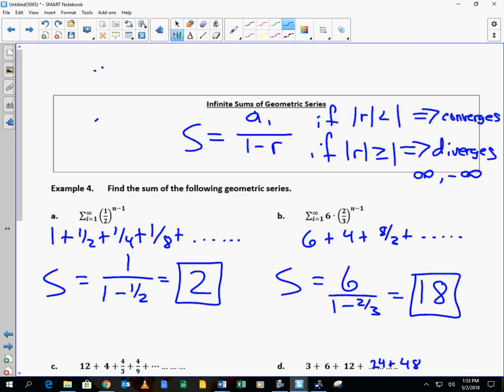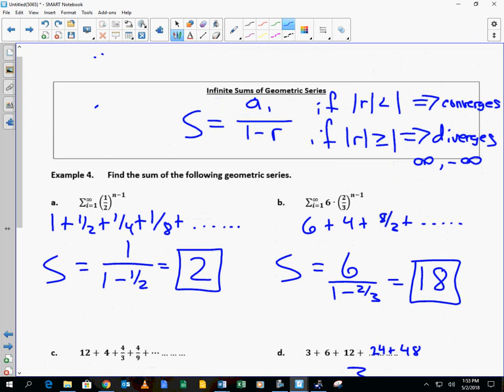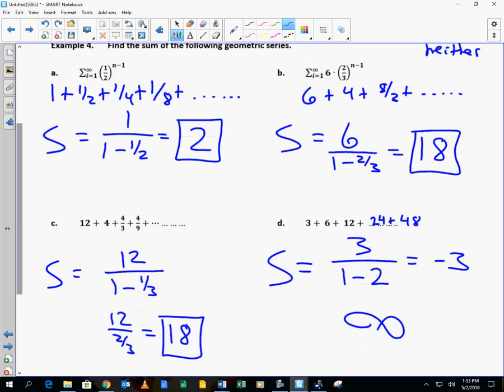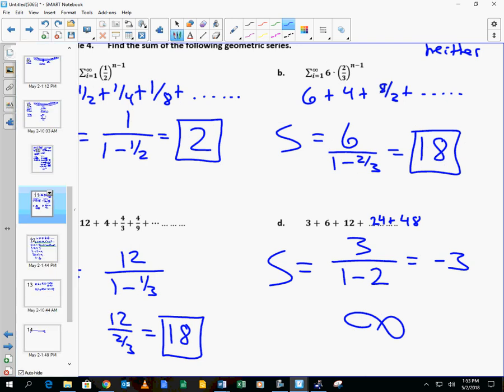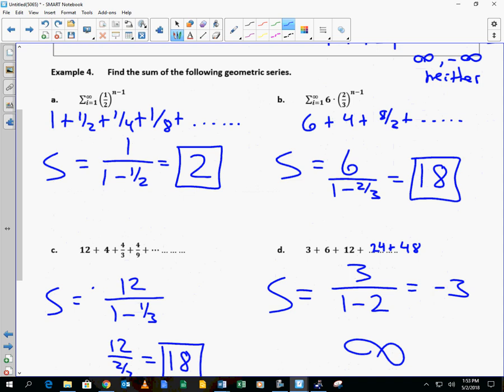And how do you know? Well, you need to look at it. Or neither. I forgot about a different type of scenario. But you can see right here that it's obviously headed towards infinity. So because r was greater than 1, we ended up with a problem there. So you've got to look at the sequence: 3 plus 6 plus 12 plus 24 plus 48.